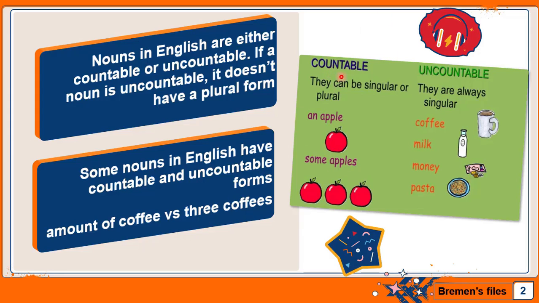Here you see the countable and uncountable. The countable can be singular or plural, like an apple, some apples. And when it is uncountable, it is always singular. The words, the nouns, like coffee, milk, money, and pasta, are all categorized into singular form. That is the reason the predicate is also singular.